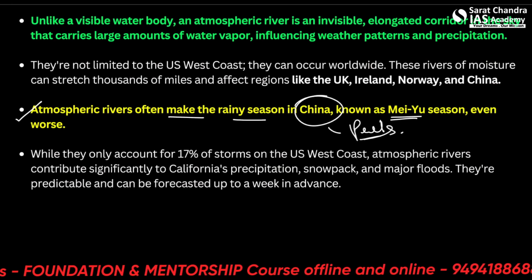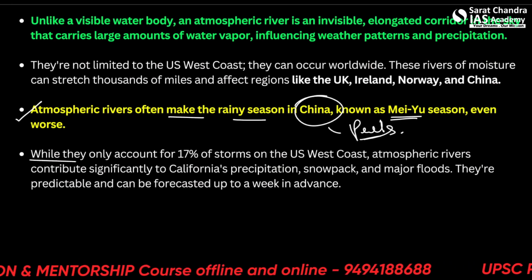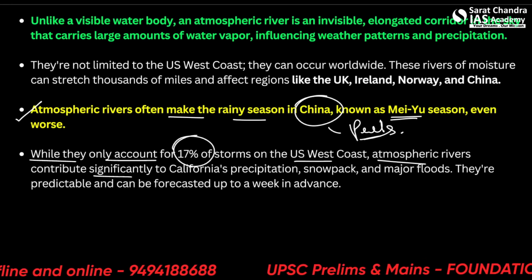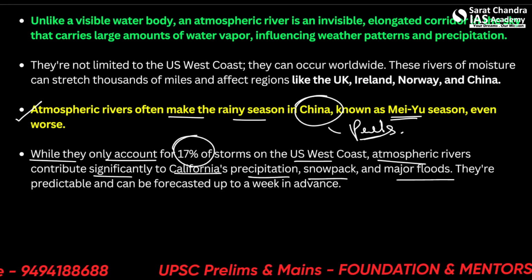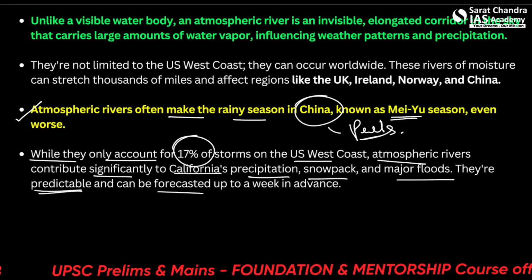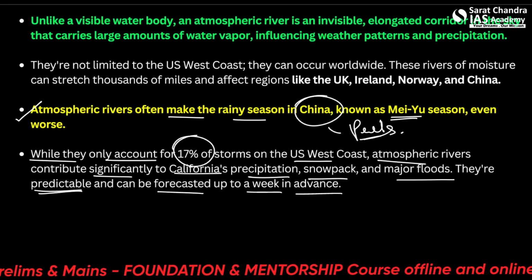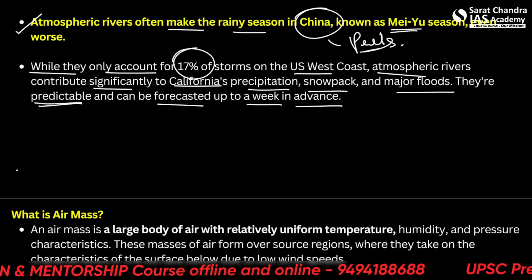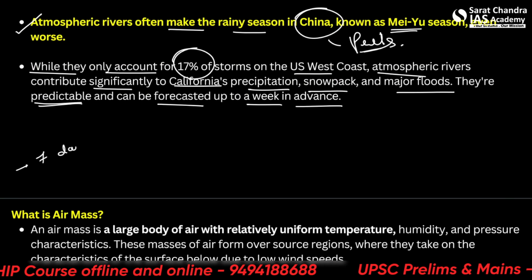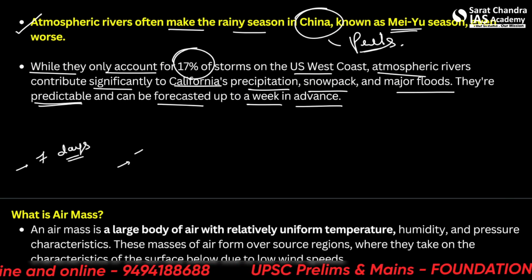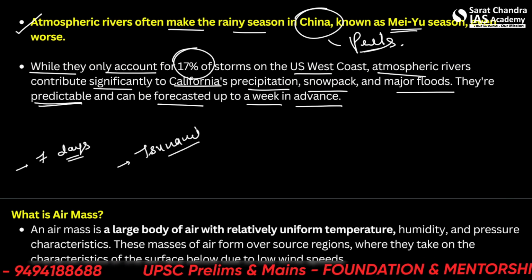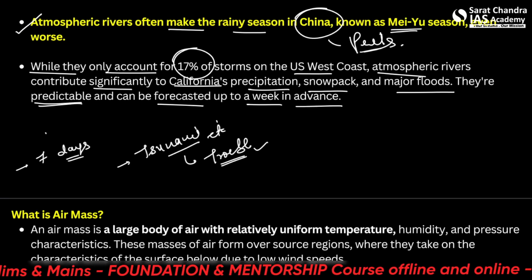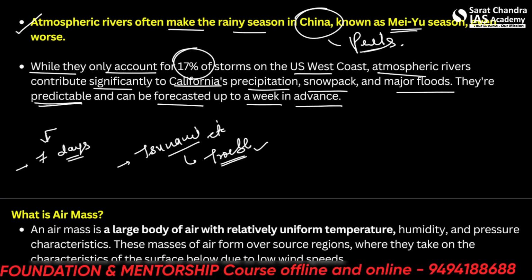Please remember. While they only account for 17% of storms on the US West Coast, atmospheric rivers contribute significantly to California's precipitation, snowpack and major floods. They are predictable and can be forecasted up to a week in advance. So that is a very good form of disaster phenomena, which can be forecasted up to 7 days in advance, unlike some very quick phenomena such as tsunami, which create more trouble. So this may create equal trouble but have better management practices.